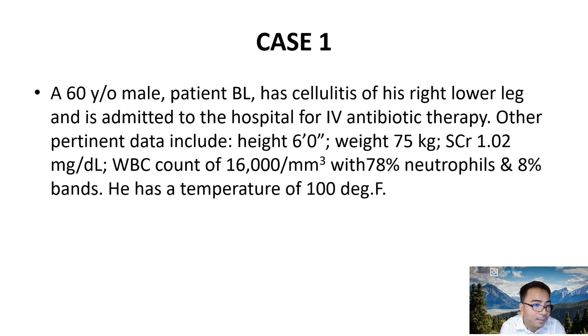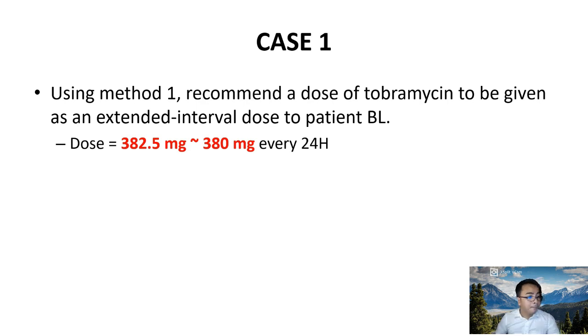A 60-year-old male patient, PL, has cellulitis of his right lower leg and is admitted to the hospital for IV antibiotic therapy. Other pertinent data includes height of 6 feet, weight of 75 kilograms, serum creatinine of 1.02 milligram per deciliter. WBC count is 16,000 per cubic millimeter, with 78% neutrophils and 8% bands. He has a temperature of 100 degrees Fahrenheit. So using method 1, recommend a dose of tobramycin to be given as extended interval dose for patient PL.